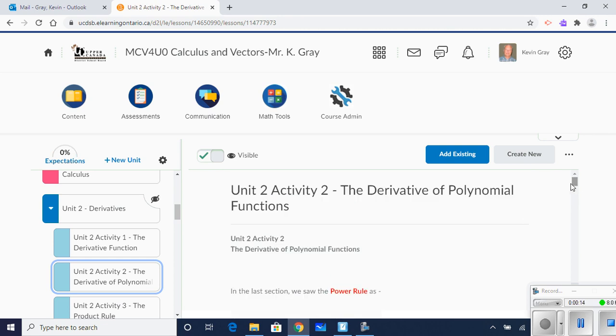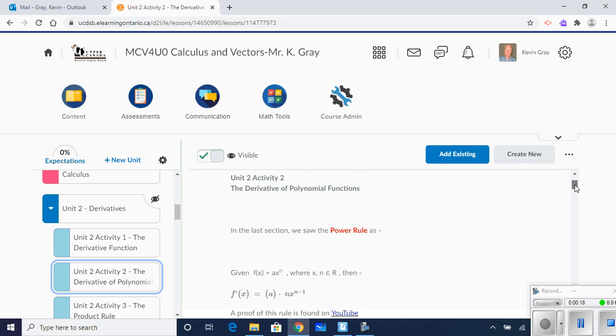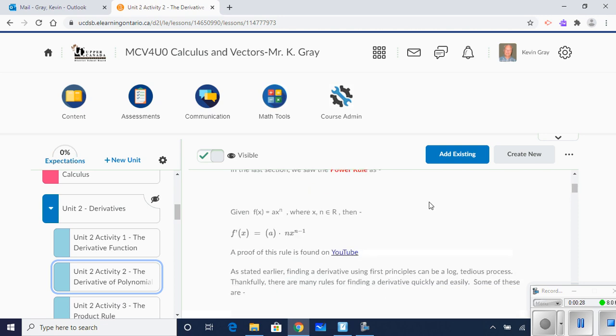So in the previous class we talked about the power rule. We developed the power rule. We developed this rule by first principles, proving the existence of a derivative using limits. Okay, and we came up with this power rule.